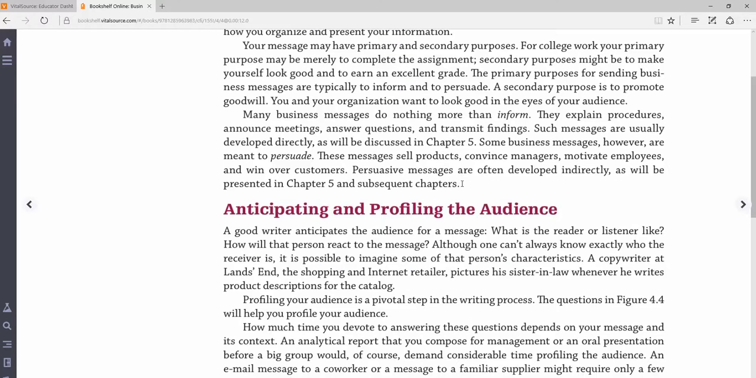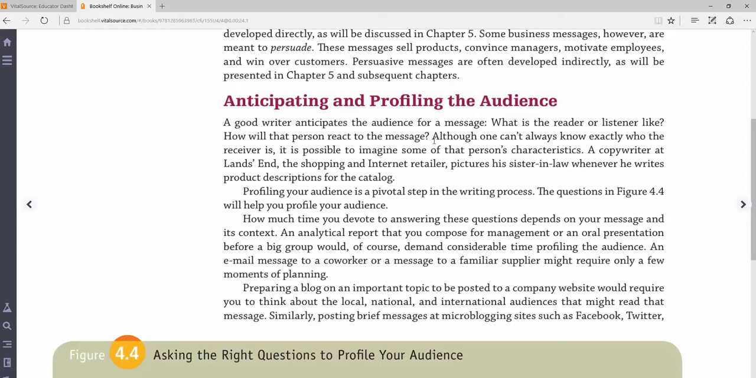Many business messages do nothing more than inform. They explain procedures, announce meetings, answer questions, transmit findings. Some business messages are meant to persuade. We'll talk about that in the next chapter. They sell products, convince managers, motivate employees, win over customers.